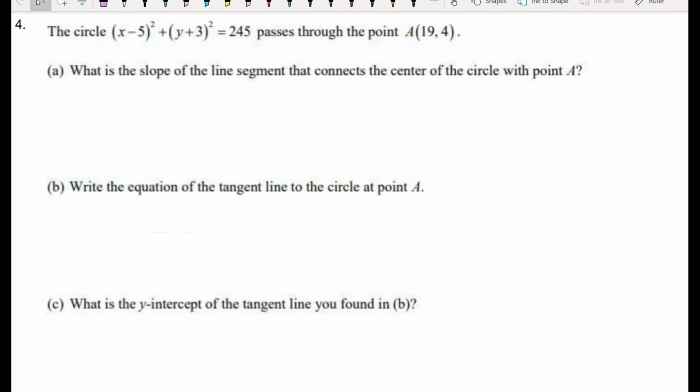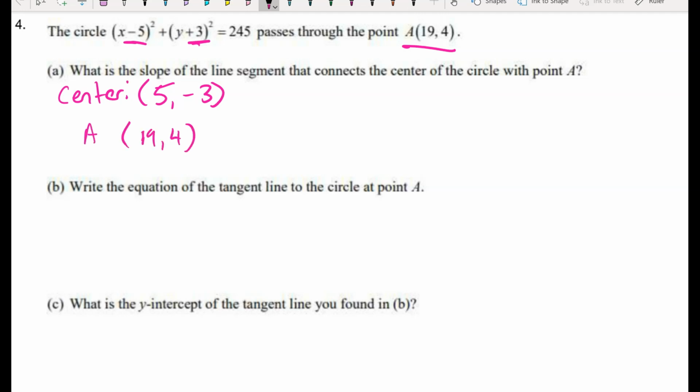Number 4. The circle (x - 5)² + (y + 3)² = 245 passes through that point right there. What is the slope of the line segment that connects the center to point A? Well, I still need to identify the center here. The center just has the coordinates (5, -3). Again, I'm just looking at the opposite signs of what I see there. And the point A is at (19, 4).